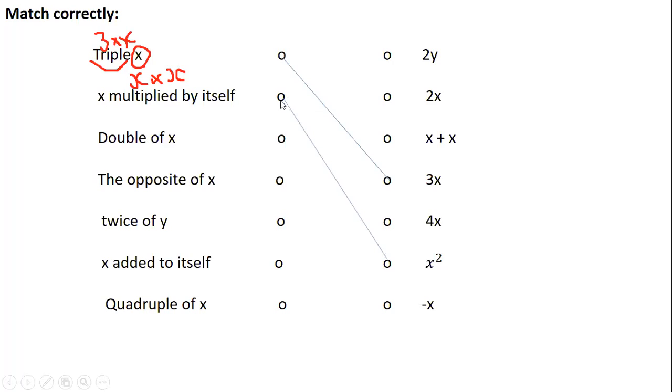Also, double of x, anything I want to find its double, I multiply it also by 2. The double and the twice are the same. So double x means 2 times x. Also 2 times x means 2x. That's why I match it to 2x. So double x means 2x.